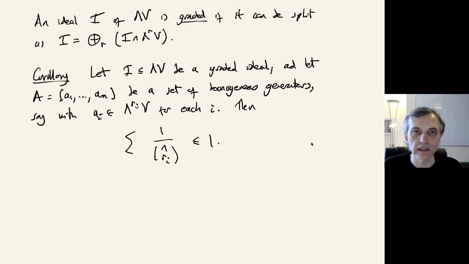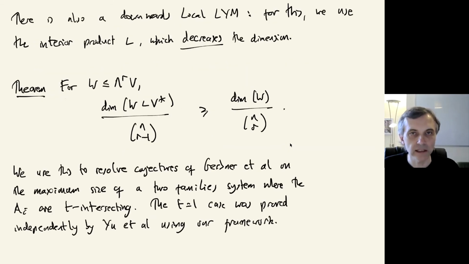So you can split up the full exterior algebra as a sum, and if you have a graded ideal in the exterior algebra, you can look at the minimal elements that generate, and we get some bound on those. Okay, so I'll just skip over this and get to the other version of local LYM. So we've done the upwards version of local LYM. What about downwards? And this is trickier.